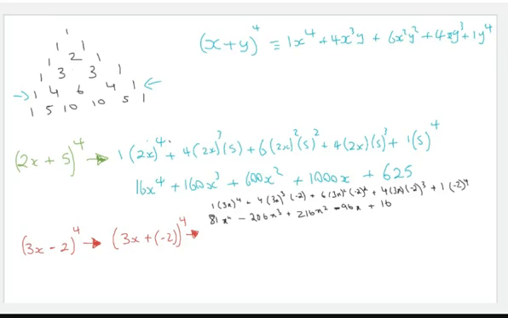Then we have 3 to the power 3, just 27. Times by 4 is 108. Yes, minus 216 as opposed to 206.